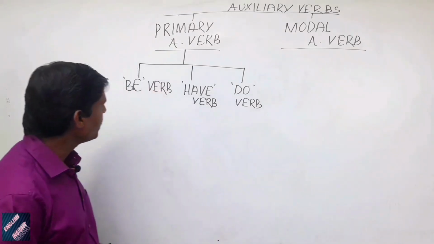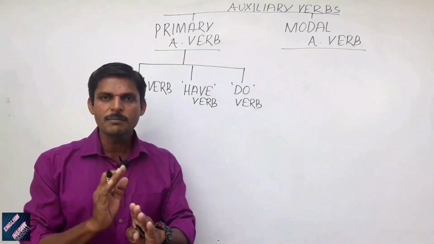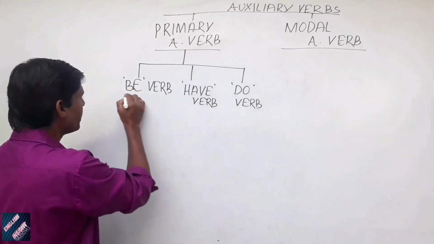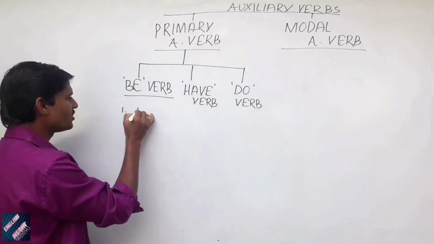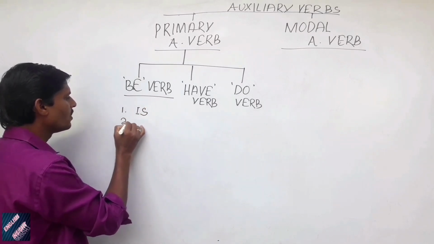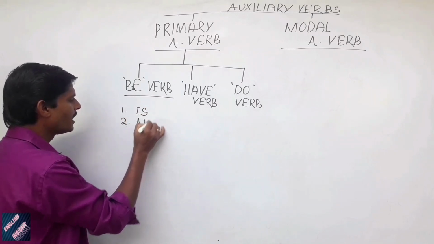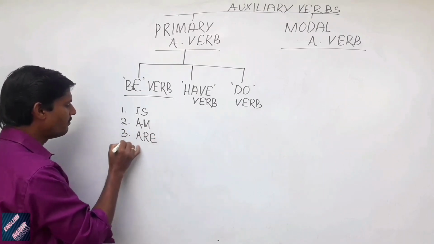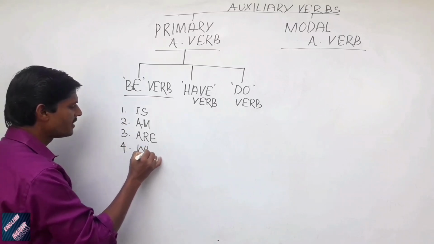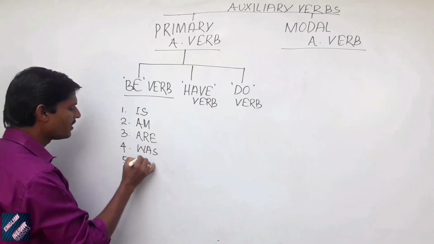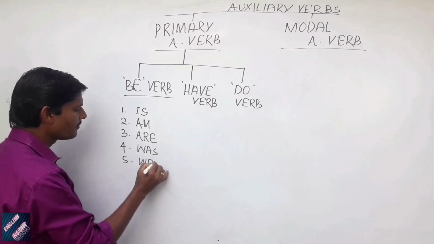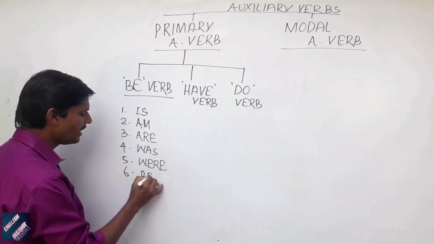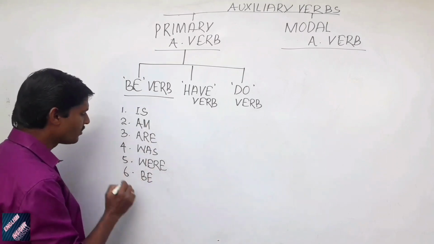Okay? So, now we'll see what the be verbs are. Be verbs are basically 8 numbers. We'll see what they are. Be verbs are, number 1 is, number 2 am, number 3 are, number 4 was, number 5 were, number 6 be itself, be, okay? Is, am, are, was, were, be.